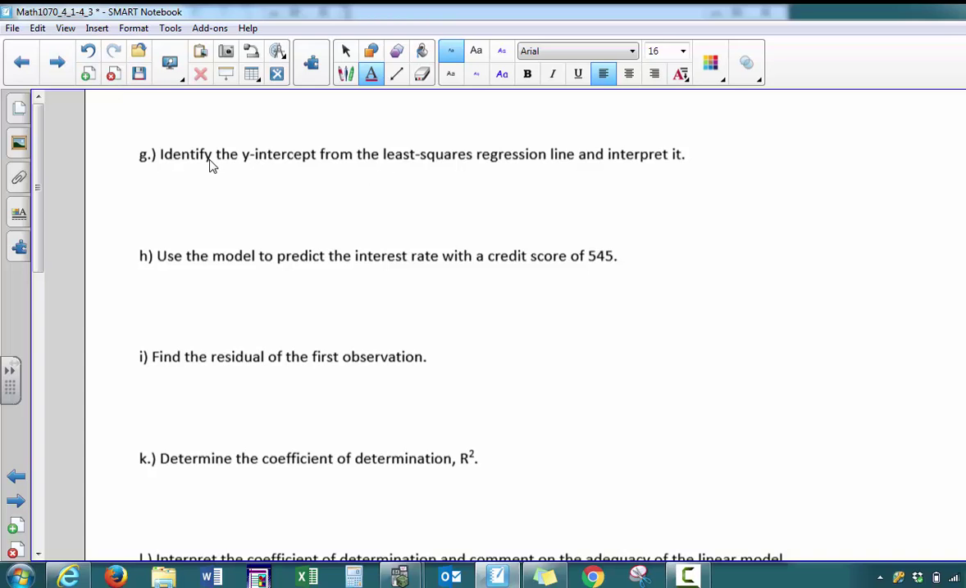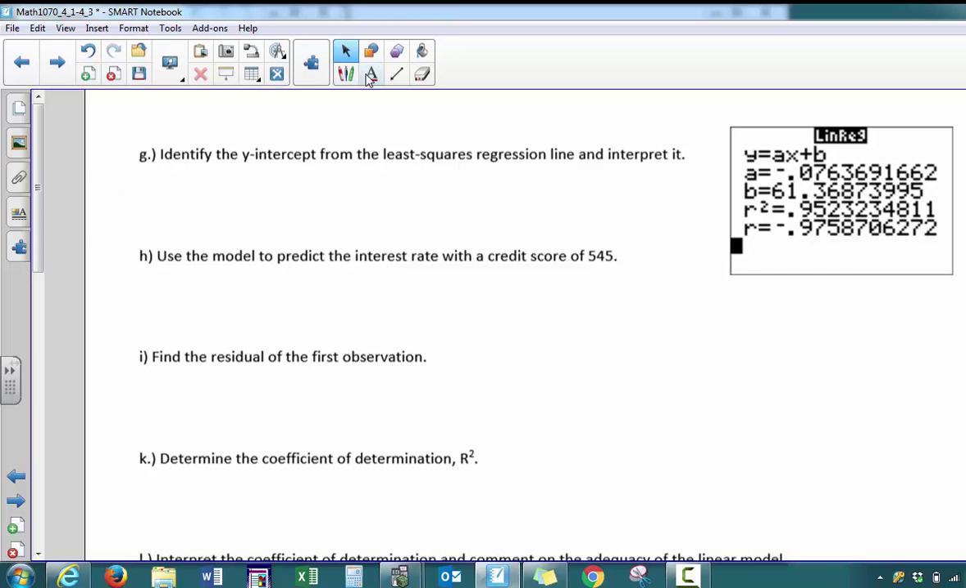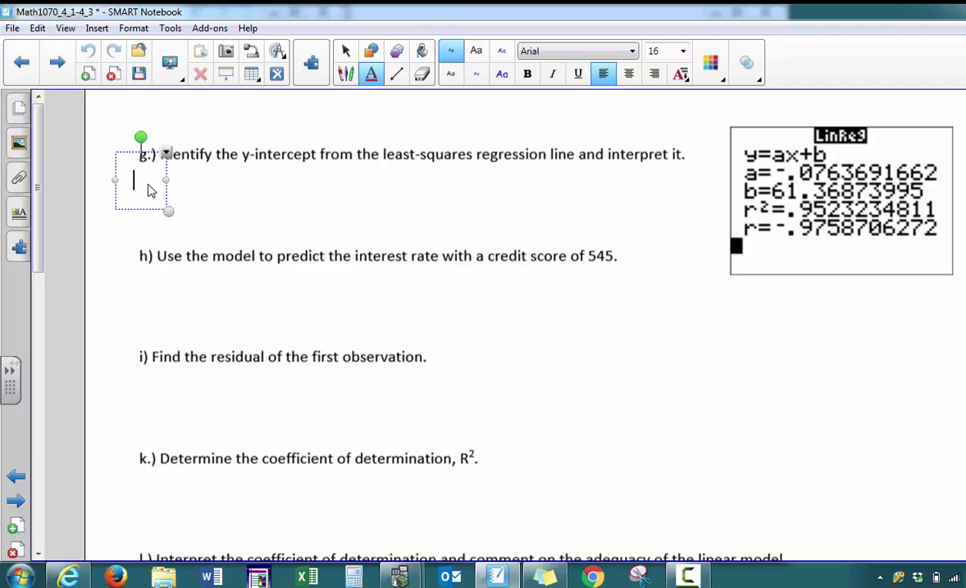Identify the y-intercept from the least squares regression line and interpret. So our y-intercept on the calculator is B. In college algebra it is B. In our textbook it is B sub 0. So when we identify the value, we just tell what the value is.